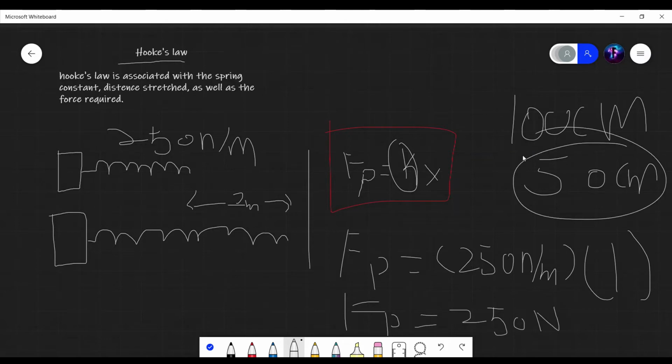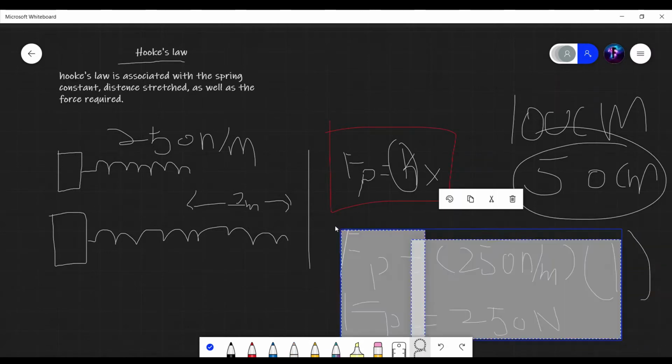You can try it out yourself. How much force is required to stretch the spring half a meter? You can take your time. You don't need to do this, but it can help you.